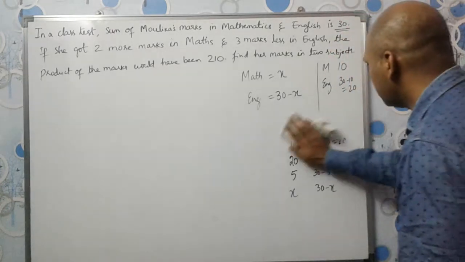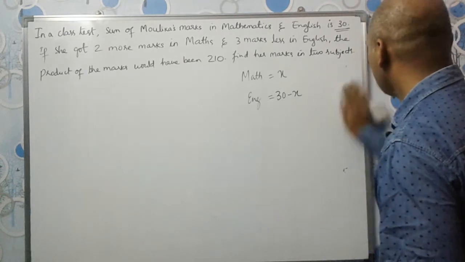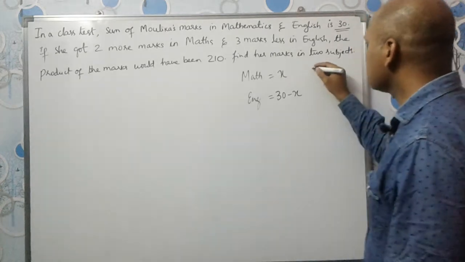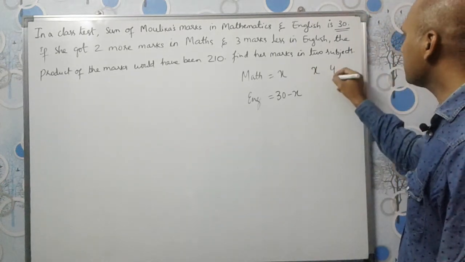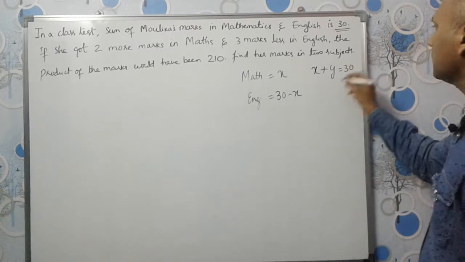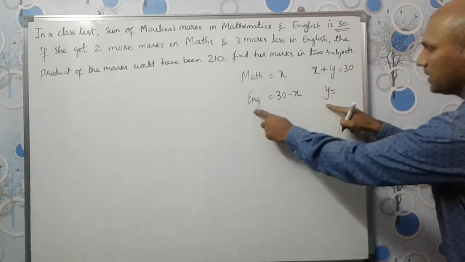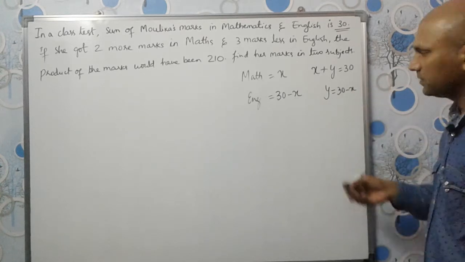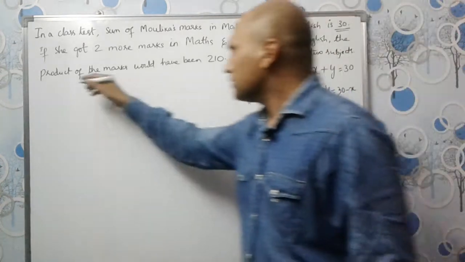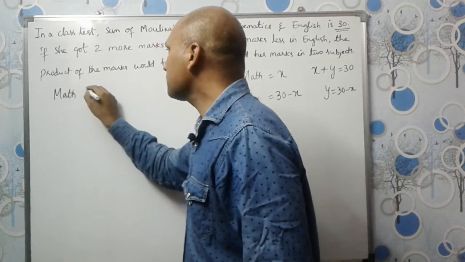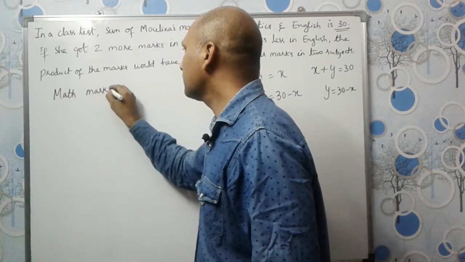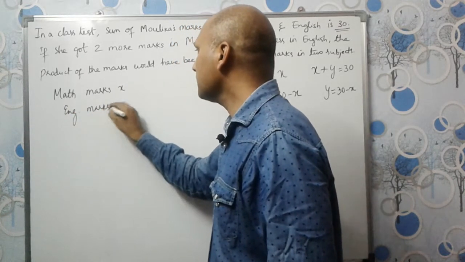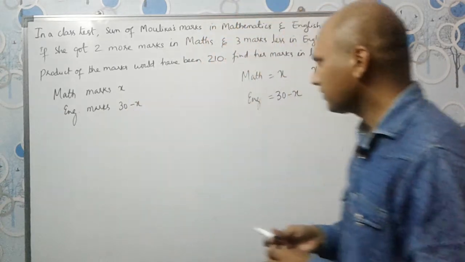Or you can take it like this also. Let maths marks be x and English marks be y, so the sum is equal to 30. You can write the value of y, which is English marks, as 30, sending x to the other side, 30 minus x. Both are the same. So maths marks are x, and English marks are 30 minus x.